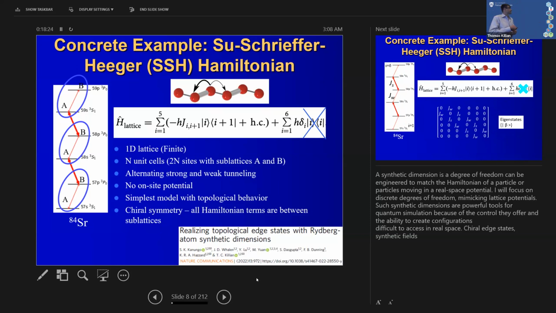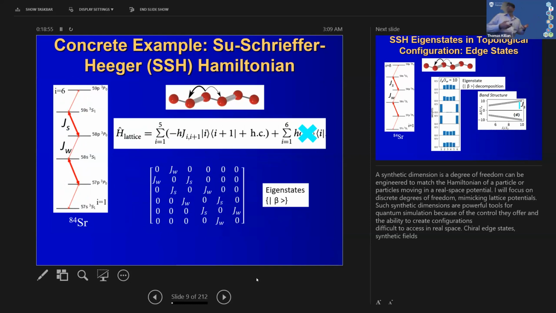And that edge state exists and is protected if you have a chiral symmetry. And so that chiral symmetry basically exists if in the Hamiltonian, there are only matrix elements connecting A to B sites and B to A sites. There are no elements connecting A to A or B to B. So that's why you have no on-site potential. And if you have this chiral symmetry, then I'll show you have a topology, you have a protected edge state.